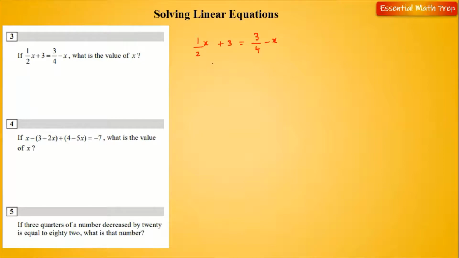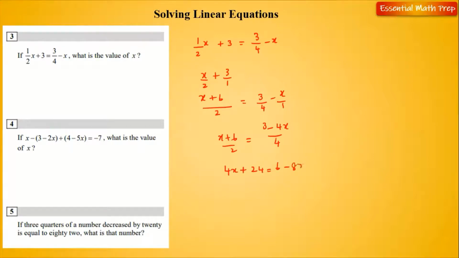So what it literally means is x over 2 plus 3 over 1. I'm just solving the left side. So 2 is a common denominator. So it's x plus 6 over 2, okay, equals. Similarly, 3/4 minus x over 1, which is the same as 3 minus 4x over 4, right? So we have x plus 6 over 2 equals 3 minus 4x over 4, right? So we can cross multiply, which would give us 4x plus 24 equals 6 minus 8x, right?